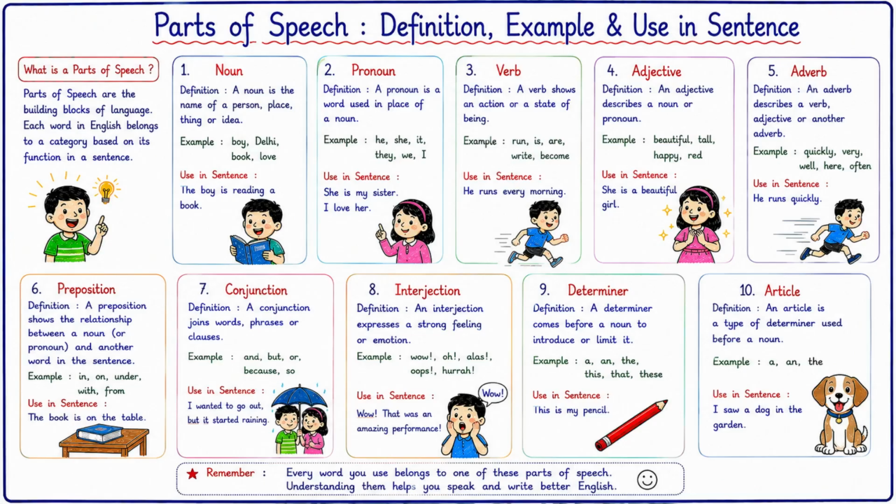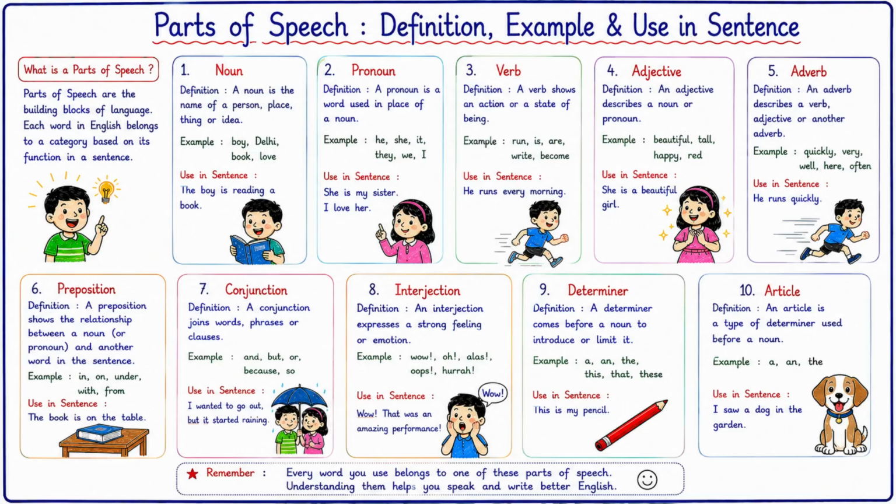In this lesson, we will look at 10 important categories: noun, pronoun, verb, adjective, adverb, preposition, conjunction, interjection, determiner, and article. Let's understand each one with simple examples. First, we have the noun. A noun is a word that names a person, place, thing, or idea. For example, boy, teacher, New York, book, happiness, and love.